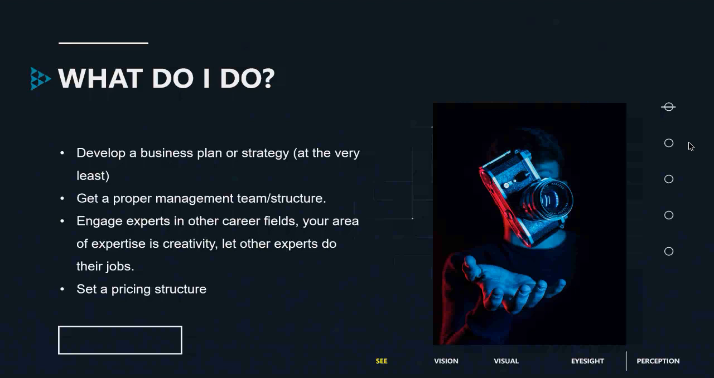Develop a business plan. Second, get a proper management team or structure. Now, one of the things I've also found, you know, Semidayo typed in the chat box that when you make something scarce, it becomes valuable, 48 laws of power. One of the things I've also found is this, and you'll find that a lot of us who are visual and liberal artists don't practice these things. You don't restrict access to yourself. No. Please don't do it.